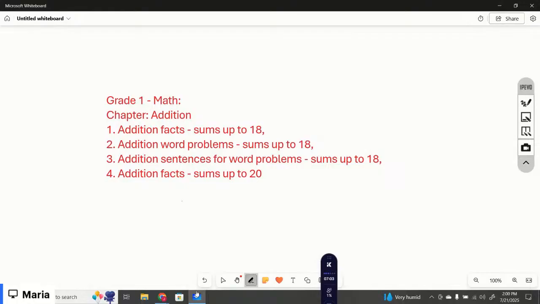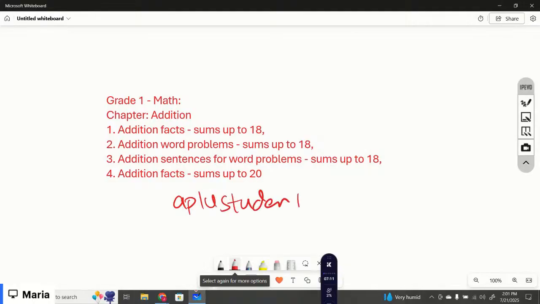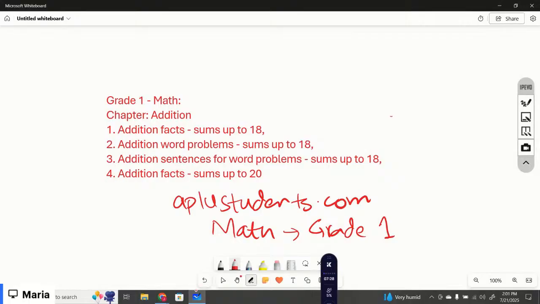You can find all the lessons on A plus students. You have to log in there using your email address and password as provided by the administrator. Then you have to select math from the subject tab, scroll down to grade 1 math, and then click on view all lessons. There you can find the list of the chapters.